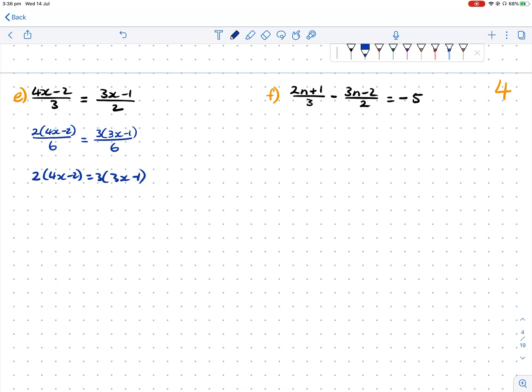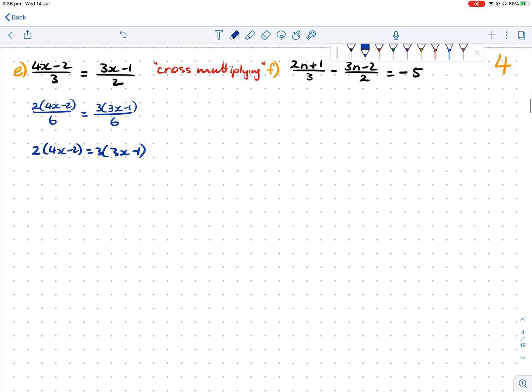If you have a look at this line compared to this line, can you see that this part here is the 4x multiplied by the 2, and the right-hand side is the 3 by the 3x minus 1. So sometimes we call this cross-multiplying. Basically what we're saying is if I've got two fractions with an equals in between, I can multiply them along the cross, and that's going to be equivalent. That could be a slightly quicker way of getting into the solving of this equation.